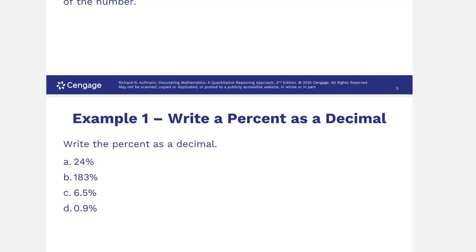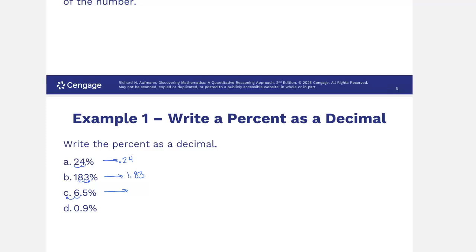Let's say we have 24% and we want to write that as a decimal. We're going to move that decimal 2 places to the left. So that's going to be 0.24. And we're going to do the same thing here. The decimal is understood to be here. So we're going to move it to the left 2 times. So it's going to be 1.83. Okay, notice when I turn it into a decimal, I do not have the percent sign here because it is no longer a percent. So that's really important.